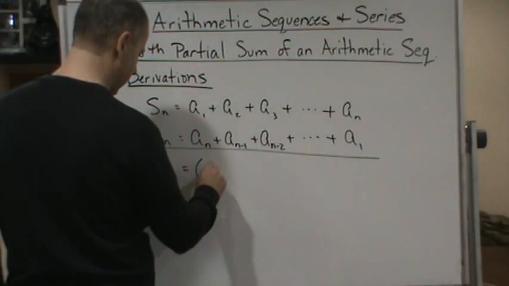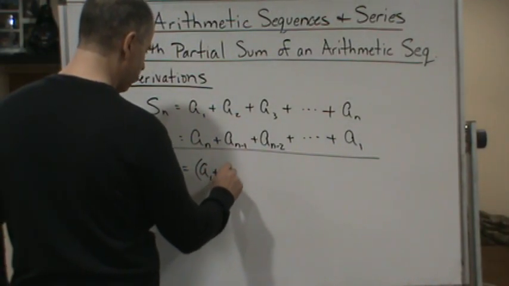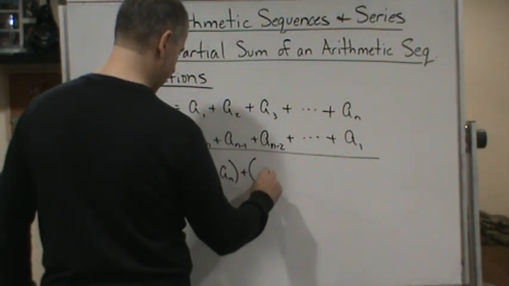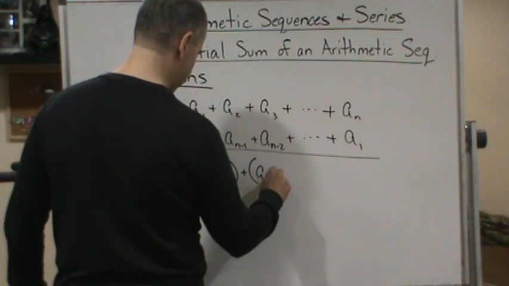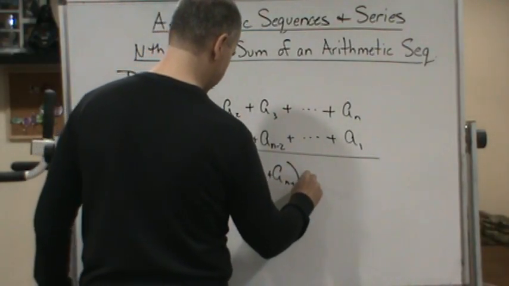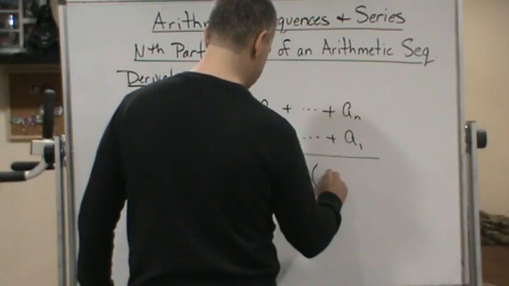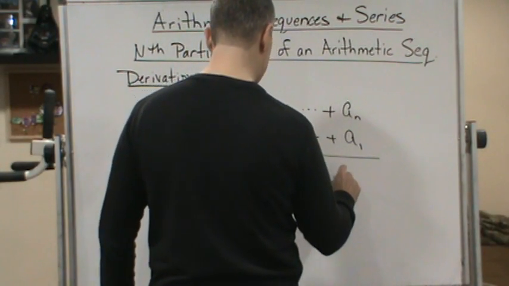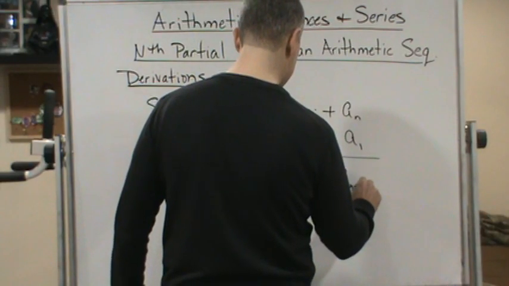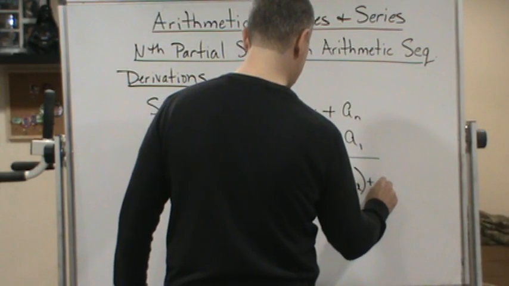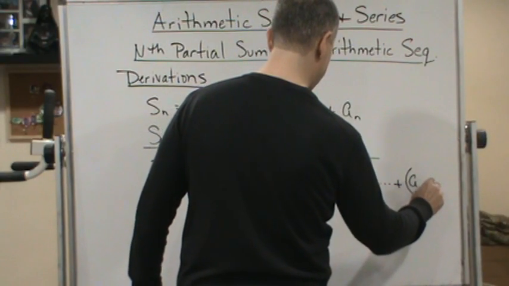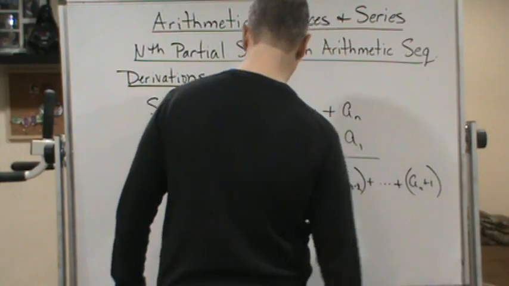It's going to be a1 plus a sub n, plus a2 plus a sub n minus 1, plus a3 plus a sub n minus 2, all the way to a sub n plus a1.